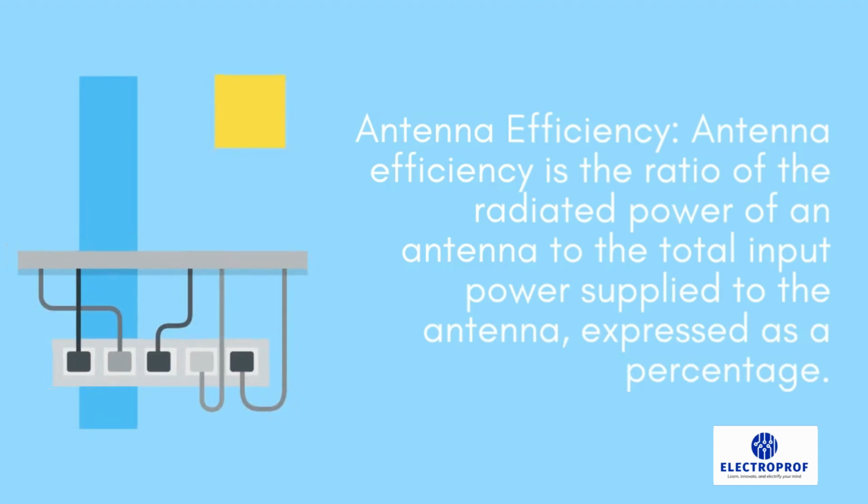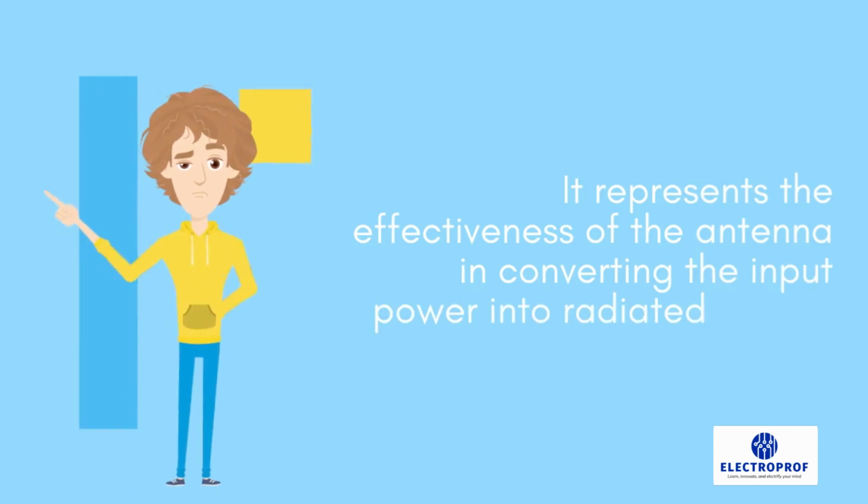Antenna efficiency. Antenna efficiency is the ratio of the radiated power of an antenna to the total input power supplied to the antenna, expressed as a percentage. It represents the effectiveness of the antenna in converting the input power into radiated power.